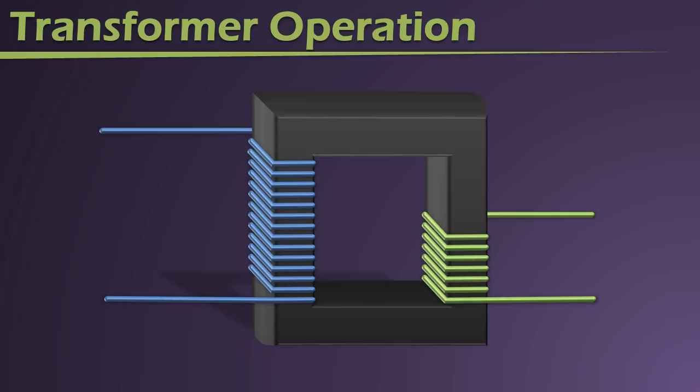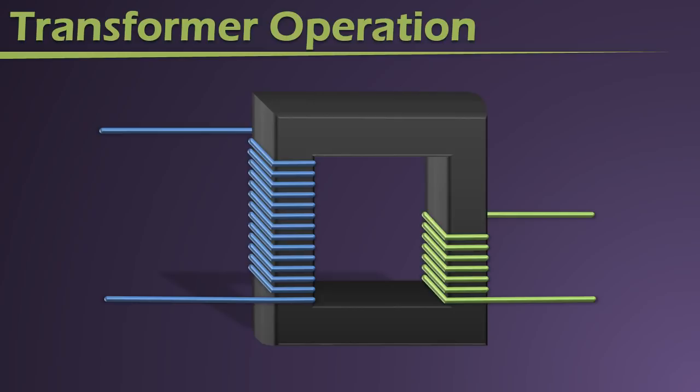So let's say that on this blue side here, which we're going to call the primary side, also known as the input side, we have twice as many turns or twice as many loops around this core as we have on this green side, which is also known as the secondary side or our output side. So we have twice as many loops on this side around the core as we have on this side.